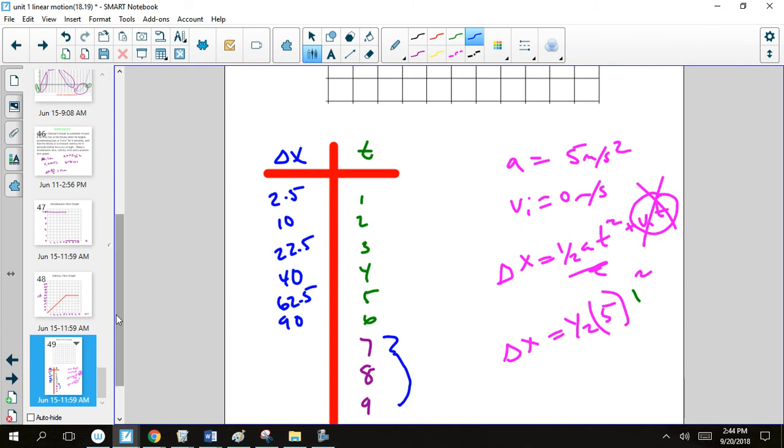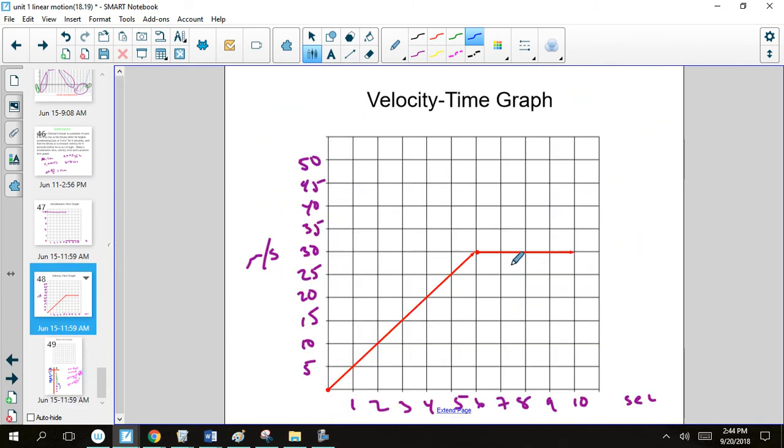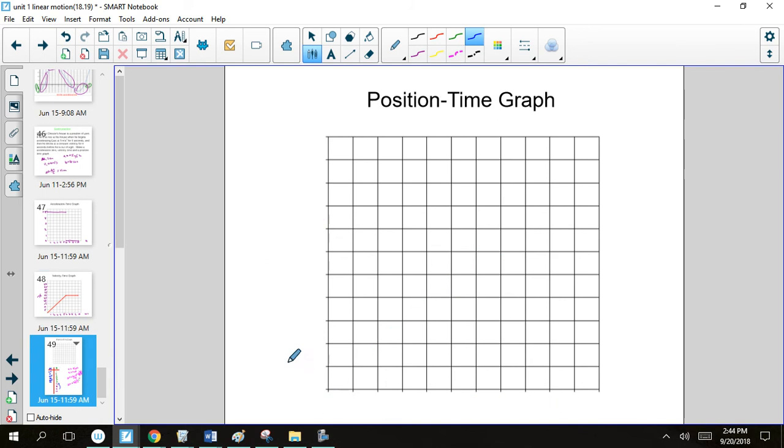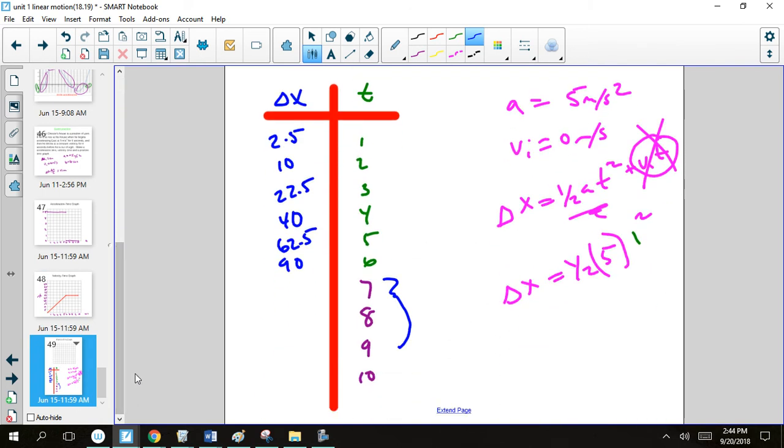Now, after this point right here, where the numbers change color, we have a constant velocity. The velocity doesn't change for this point. That velocity is 30 meters per second. So that means every second we go past that 6-second mark, we're going to go 30 meters. So that means that this is 120, 150, 180, 210. Now we can take this information and plot it.